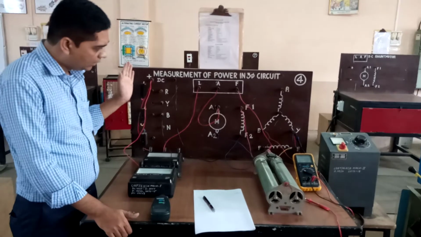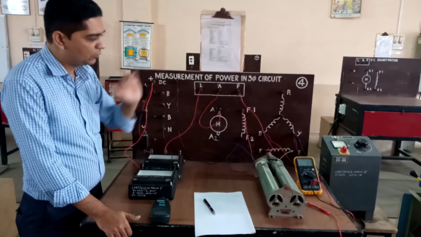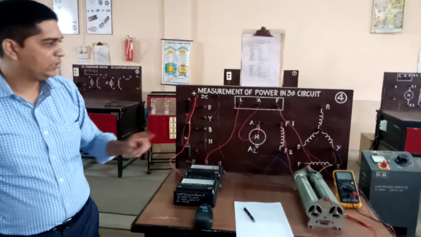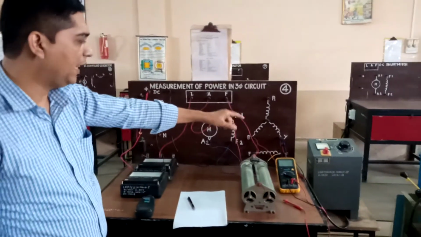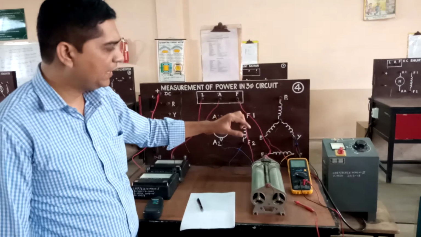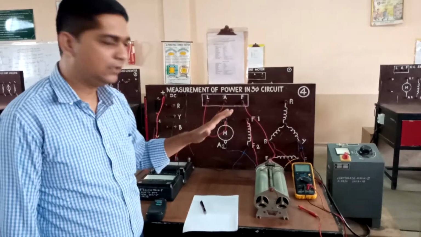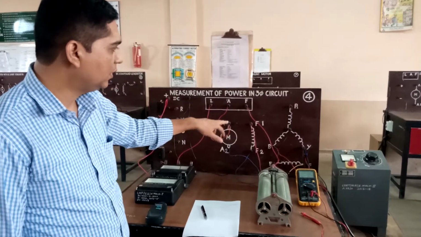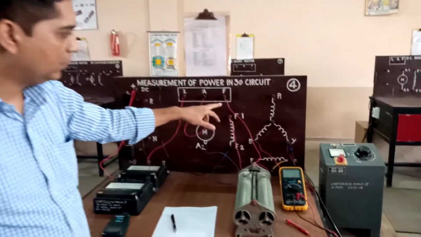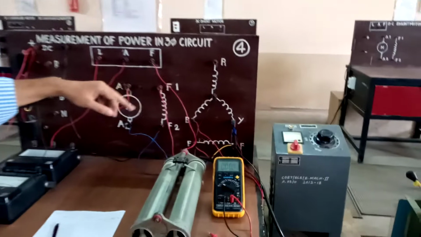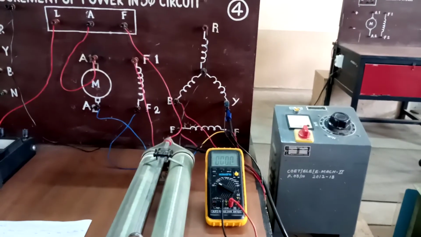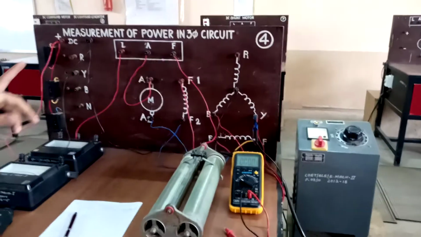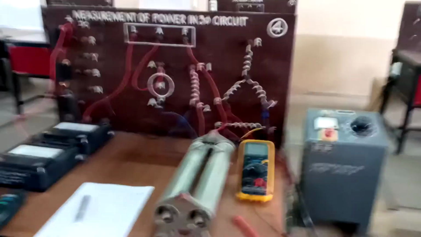Once the prime mover is running the synchronous alternator very close to the rated speed, after that we'll switch on the excitation unit and adjust the excitation in such a way that the current flowing through the three phases is not more than 4.3 ampere. For that we'll have one ammeter in one of the phases.